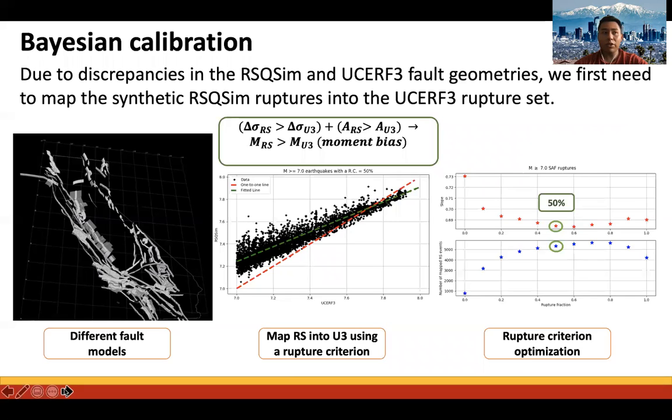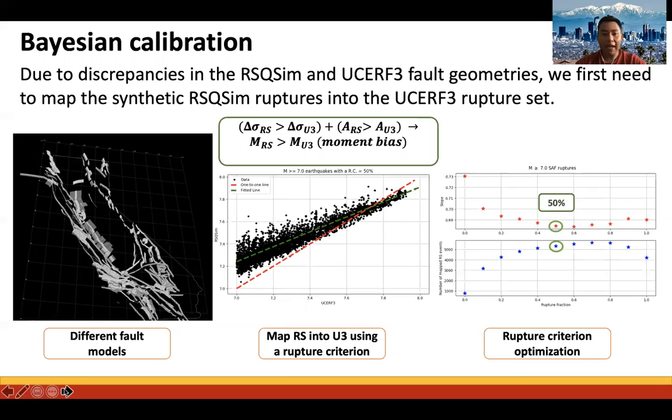And we're going to do the mapping process with two goals in mind. One, we want to maximize the number of mapped RSQSim ruptures. And the other one is that we want to minimize the moment bias. The moment bias is represented by the plot in the middle of this slide, in which we have a scatter plot of the UCERF3 magnitudes in the horizontal axis and the RSQSim magnitudes in the vertical axis.